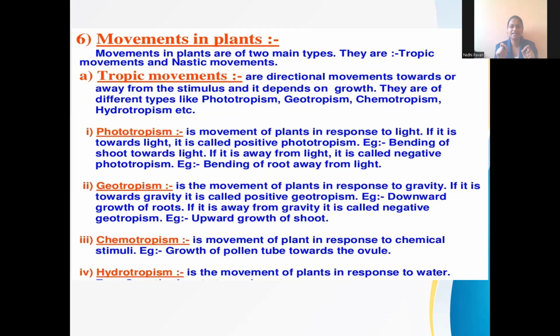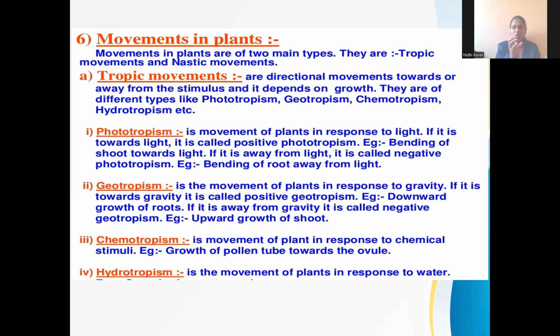It is a directional movement, meaning in this direction the plant will grow, in this direction the plant will not grow. So towards a stimulus or away from the stimulus. Here we have again different types: phototropism, geotropism, chemotropism, and hydrotropism. So let us go through these terms. Photo means what? Light.